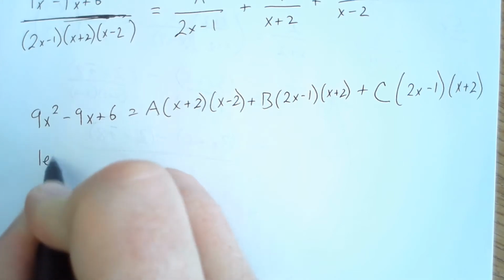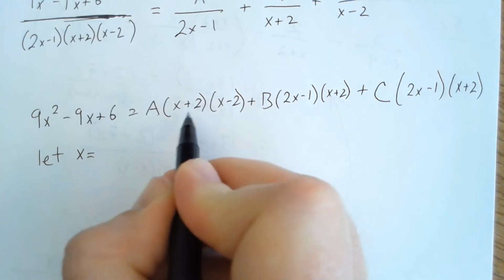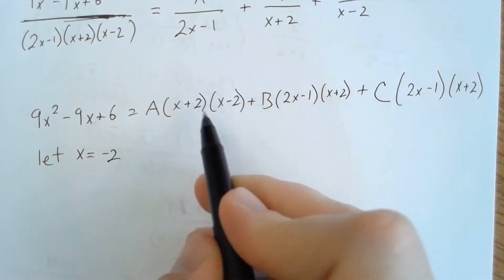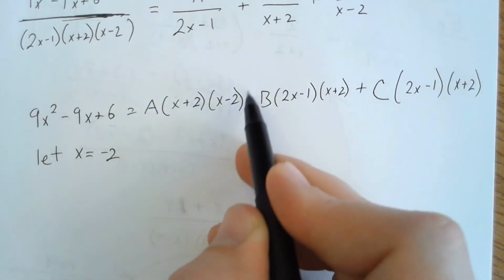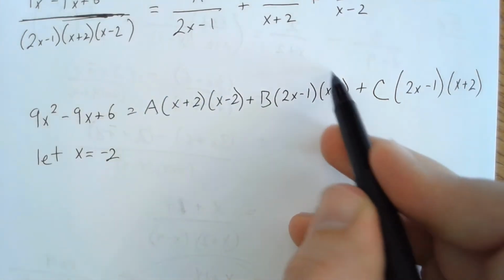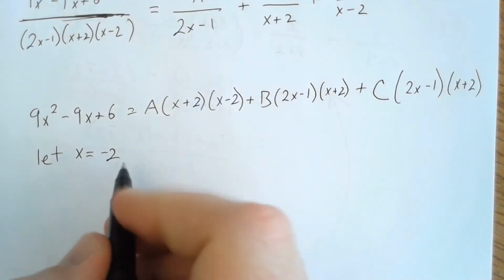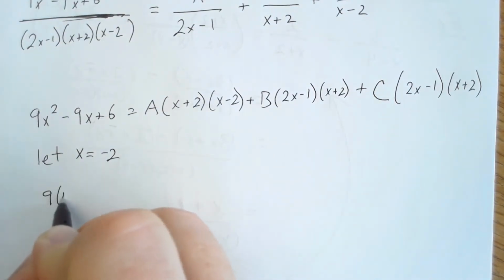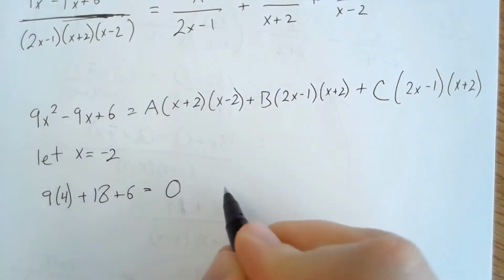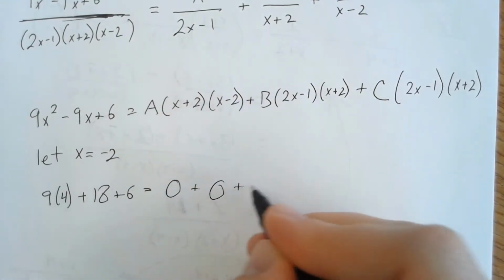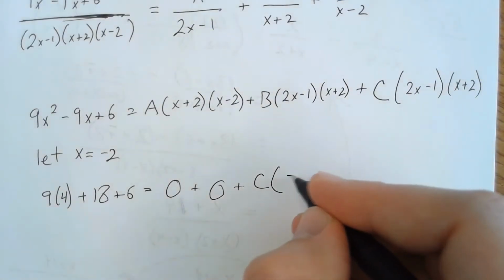So my first step is I'm going to let x equal the first obvious number I can pick, negative 2. The negative 2 will allow this term to become 0, this term won't matter, and this whole thing will become 0. That's also true for this term back here. That whole thing will become 0. So all I really have to do is, if I let x equal negative 2, I get 9 times 4 plus 18 plus 6 equals 0A plus 0B plus C times. It's 2 times negative 2 is negative 4. Negative 4 minus 1 is negative 5.